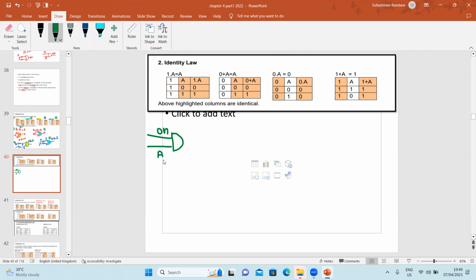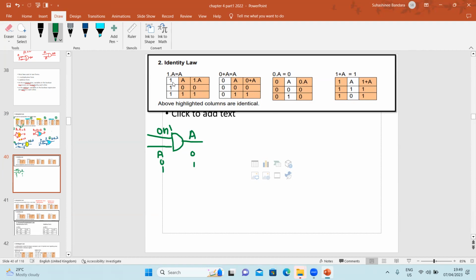Okay, so A might be 0 or 1. So if 0 multiplied with 1, that is 0. If 1 multiplied with 1, that is 1. So the output depends on A. Why? If A is 0, 1 multiplied by 0 is 0. 1 multiplied by 1 is 1. Therefore, the output also works as A.